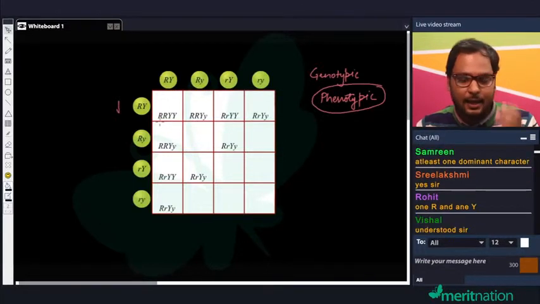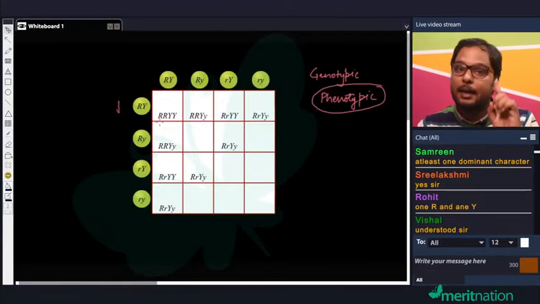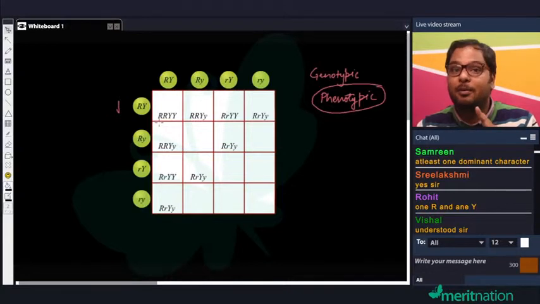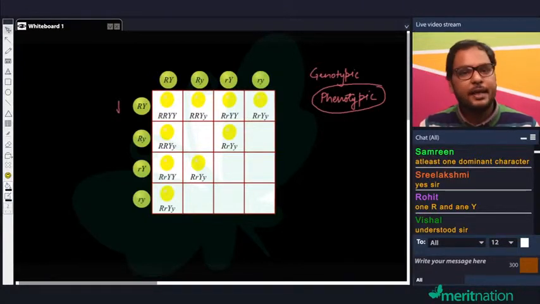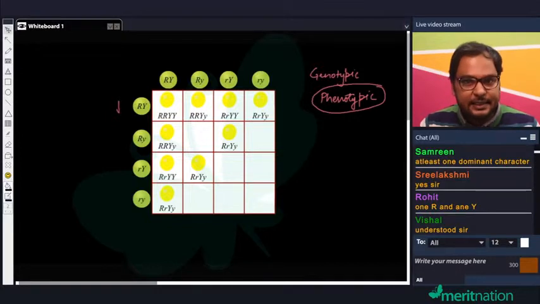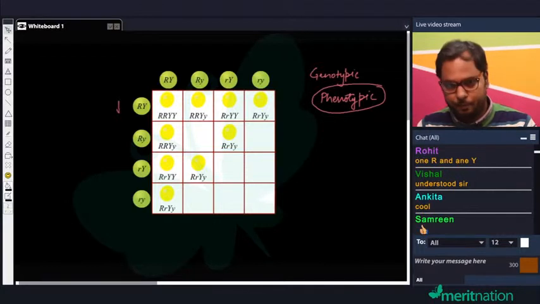Why have I selected that? Because if there is only one capital R, that particular phenotype will be round. If it is capital Y, that particular phenotype will be yellow. So all these plants which have these genotypes will be round and yellow. That you want to see here, and we can see it like this. Every single seed here is round and yellow, right?